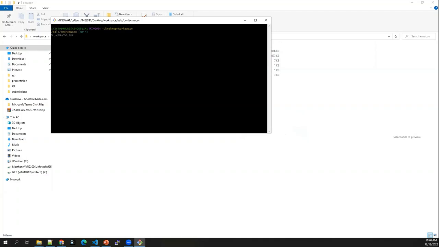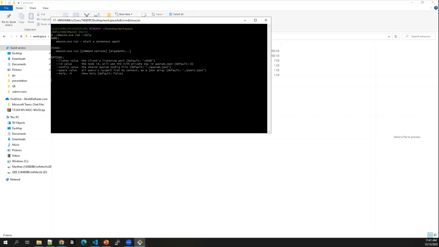So you run. If you want to see how you can run the protocol, you can just pass the help flag to see the available commands and parameters that you can pass. For myself here, I'm just going to pass the ID. I'll start with ID 0, and I will pass the listener to specify the port that I want the protocol to run on. So 680.